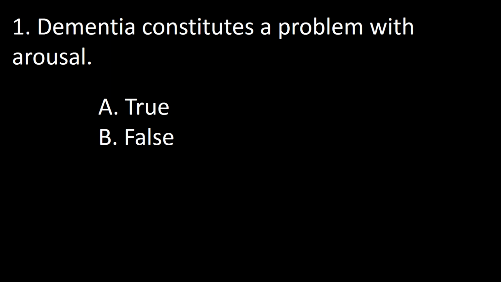A patient with dementia may have bilateral patchy or uniform bilateral cerebral cortical dysfunction. So the answer to this question is B.